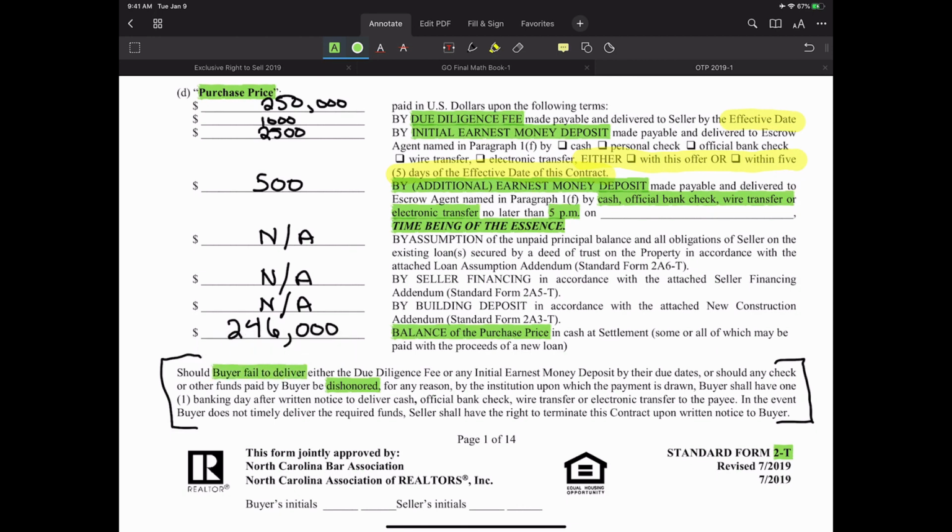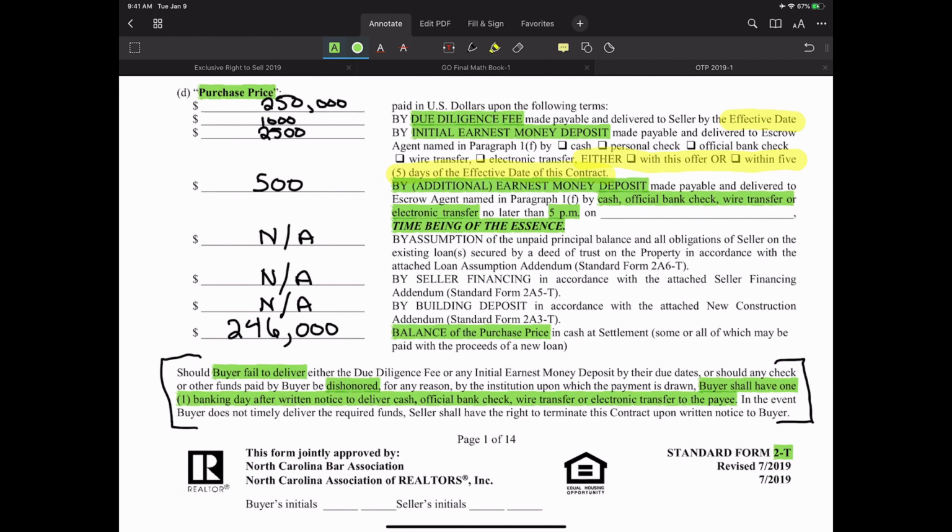If the funds are not timely or if the check is dishonored for some reason, then the seller or the listing agent realistically needs to give written notice. And keep in mind, if the contract says written notice, it means it does have to be in writing and delivered. This is the only place in this contract that you will see the words banking day. The seller will put in writing, hey, I need the money. And in fact, you must give it to me in one banking day.